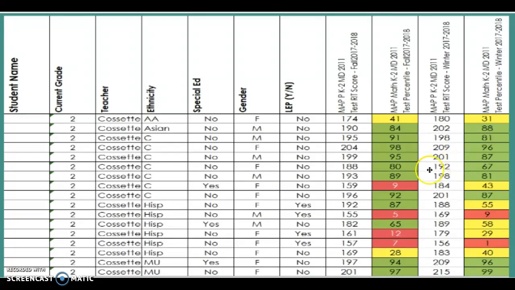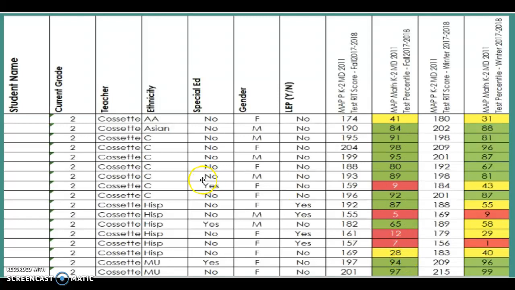The green students represent students who are above or on grade level. Yellow represents students who are on the cusp of grade level, meaning they're almost there, but they need a little more assistance. And red students indicate that they are performing below grade level at this time.